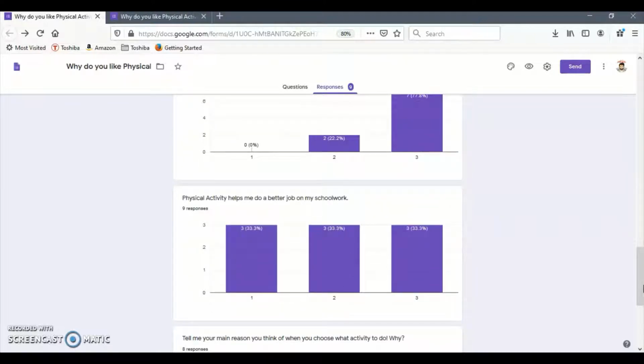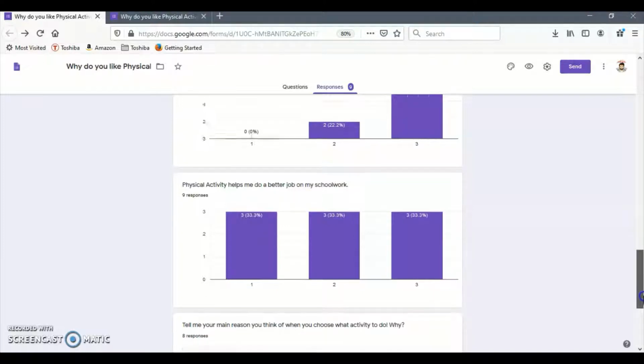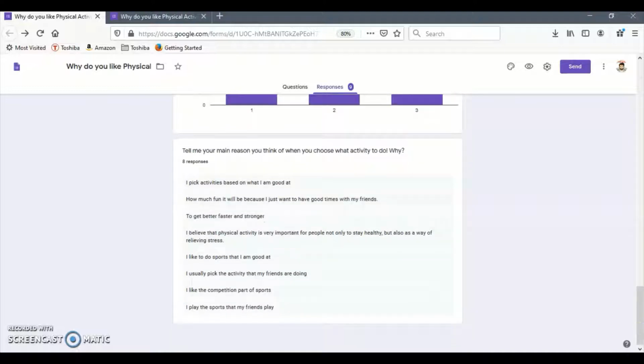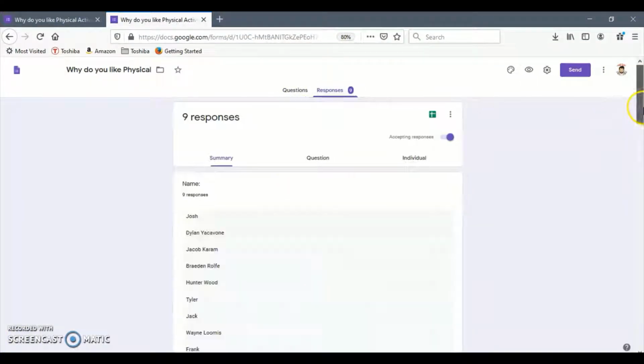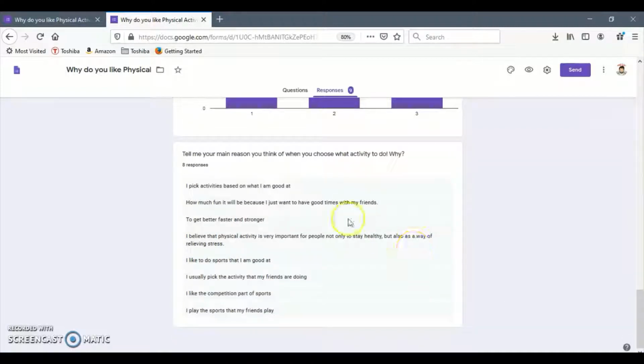But then I thought it was interesting that with the schoolwork piece, there were some ones and some twos more than the other questions. And I just think this is because most high school students, when they think of physical activity, don't really make the connection with how it can benefit their academic performance as well. And the last part right here is the specific reasons that the students said that they participate in certain physical activities and why.